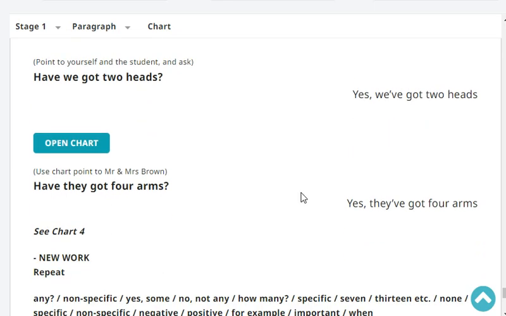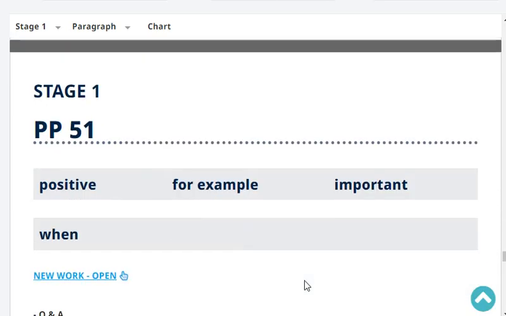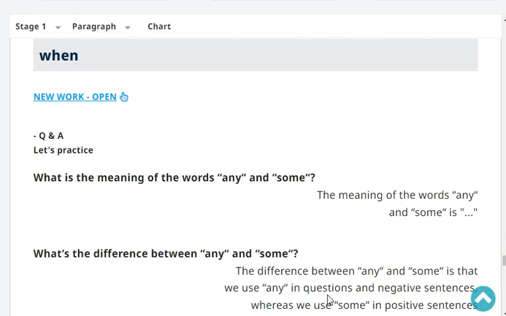Have they got four arms? Yes, they've got four arms. Very good. Okay, next. What is the meaning of the words any and some in Japanese? The meaning of the words any and some in Japanese is like dareka, ikutsuka.